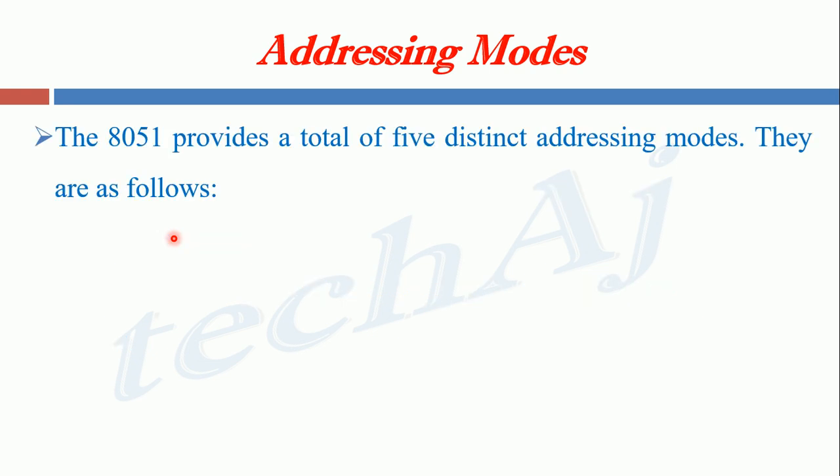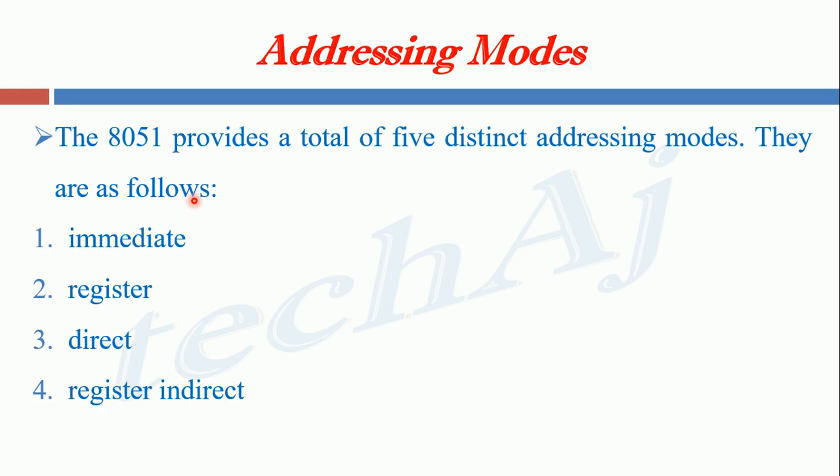8051 microcontroller provides 5 total addressing modes. These addressing modes are immediate addressing mode, register addressing mode, direct addressing mode, register indirect addressing mode, and indexed addressing mode. We will discuss all these addressing modes in detail one by one with examples.